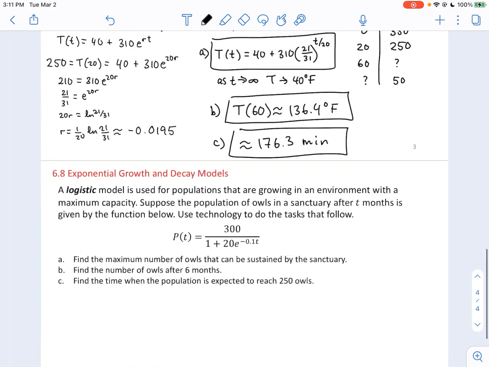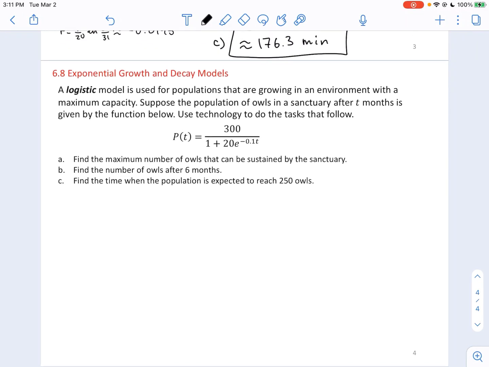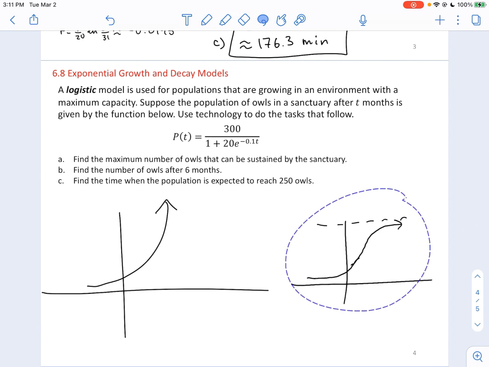Okay, and one more example. A logistic model is used for populations that are growing in an environment with a maximum capacity. Now this is actually a more realistic model because every environment can only sustain so much of a population. The law of uninhibited growth gives you an exponential curve that gets steeper and steeper and grows without bound. A logistic model looks exponential at first, but there's some sort of max capacity that, as you get closer to it, the population has to level off again. And you get a curve that looks like this following a horizontal asymptote, where that dotted line is the maximum carrying capacity of the environment.